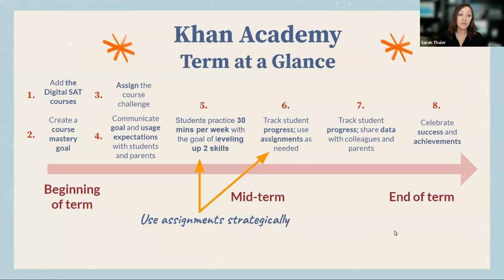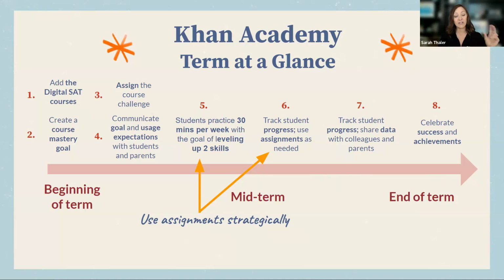So in summary, if you're going to use the SAT course in school, we'd want you to have the teachers add that SAT course in Khan Academy for their students and create a course mastery goal. Once that initially has been done, assign a course challenge at the beginning of the year. And then what's really important is to make sure that you're communicating those goals. If you want 2 skills to proficient or mastered a week, let students know that, let teachers know that, make sure that they're aware of what those expectations are. Also communicate this with parents so that they understand if they want to help at home and monitor their students' progress, they can do so as well.